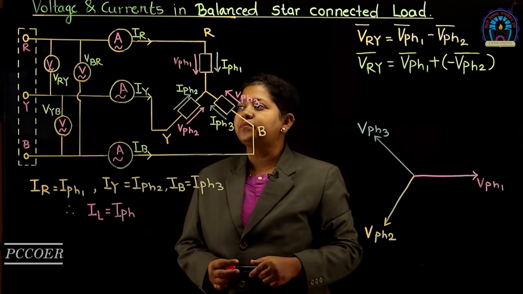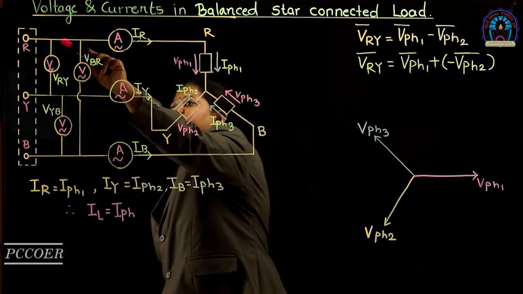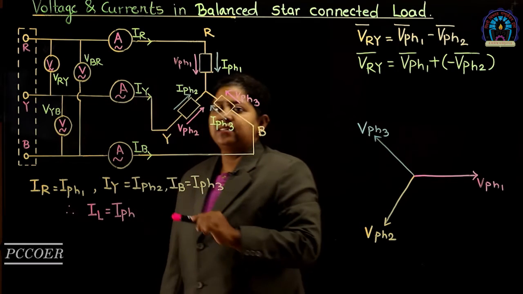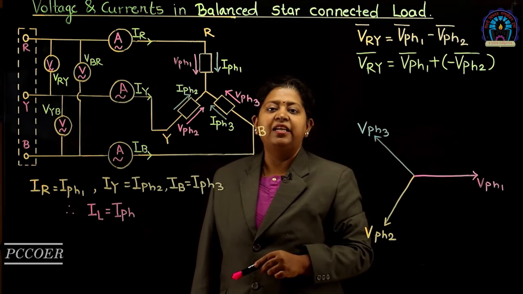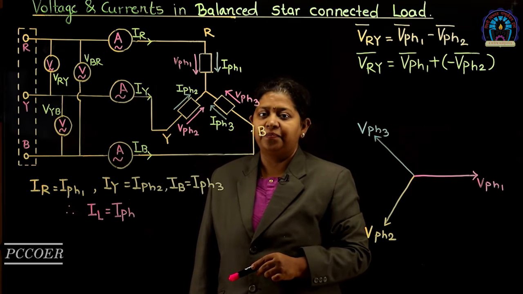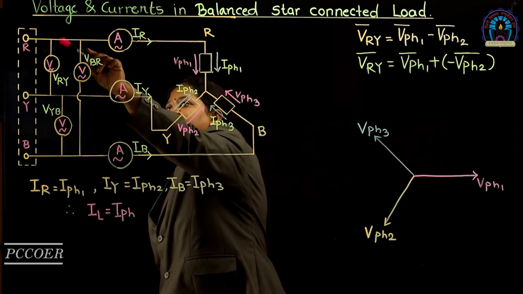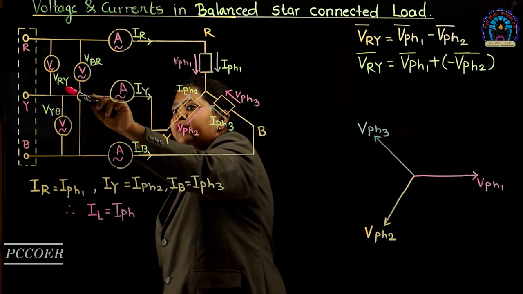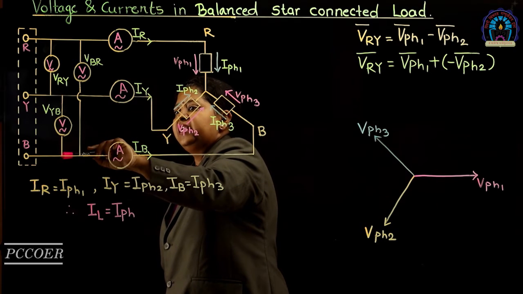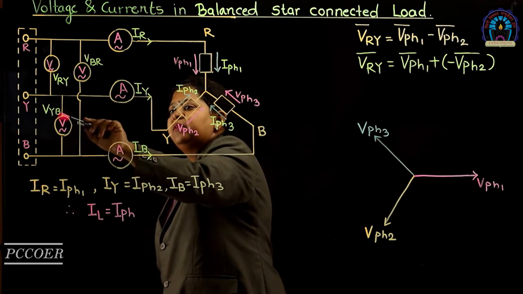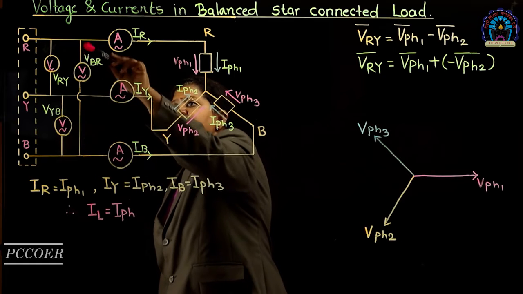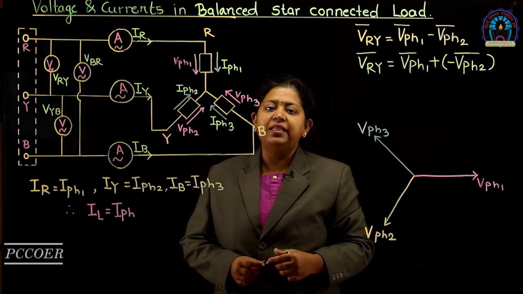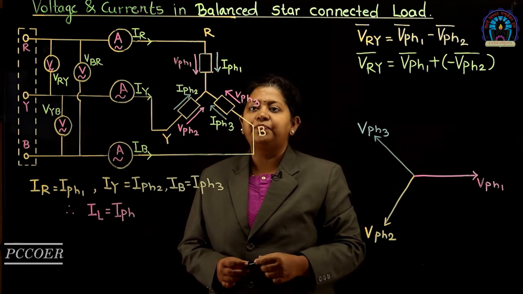The voltage across any two supply lines is called the line voltage and is denoted by the symbol VL. The voltage across lines R and Y is VRY. The voltage across lines Y and B is VYB and the voltage across lines B and R is VBR. All these three are line voltages.